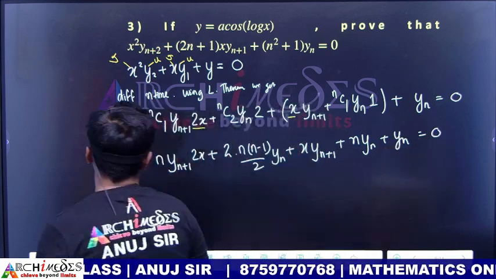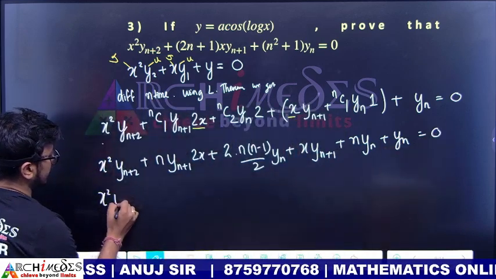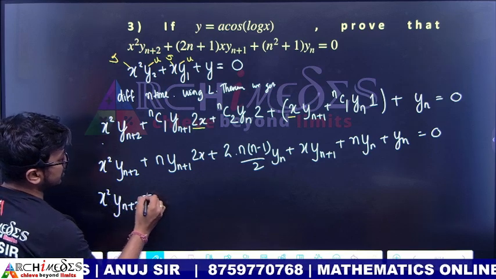Now, same like our previous questions, we'll write x square, we'll write the similar terms in one bracket, okay?